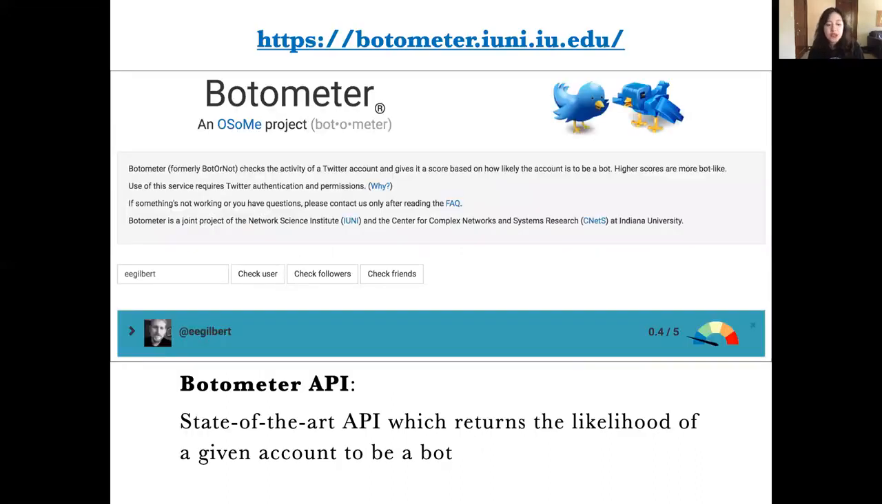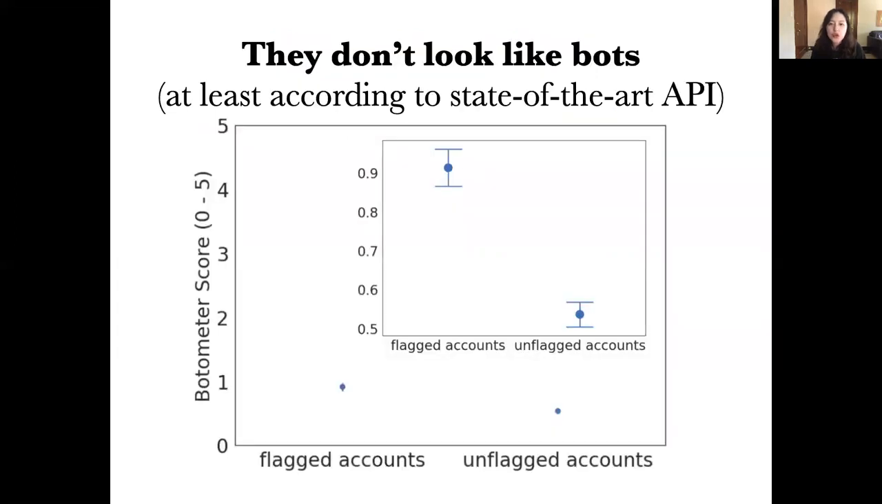To test this out, we used the state-of-the-art API, the Botometer API, which returns the likelihood of a given account to be a bot. We ran the Botometer API on about 1,500 accounts that were flagged by the logistic regression classifier. We also randomly sampled 1,500 control accounts and ran the Botometer on them as well. Results showed that neither of them looked like bots, including the flagged accounts, at least according to the state-of-the-art API. While there was a small difference, the flagged accounts also had an average score below 1.